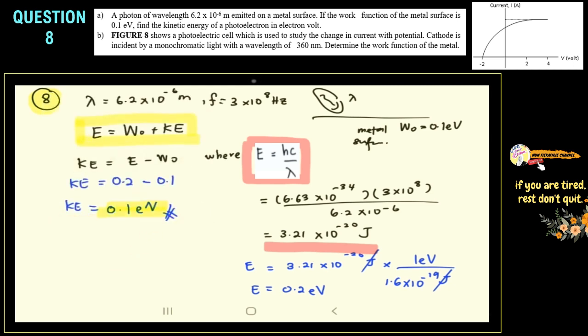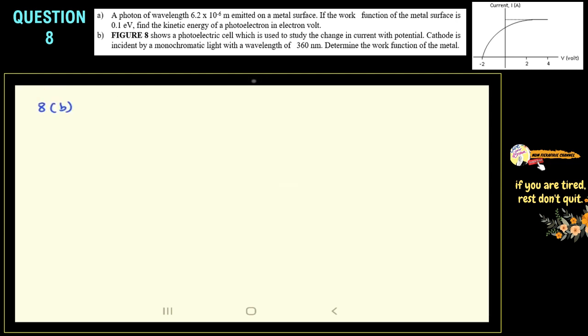Boleh? And then for B, okay, look at question B. Okay, and the question is based on the graph. So figure 8 shows a photoelectric cell which is used to study the change in current with potential. Cathode is incident by a monochromatic light with a wavelength of 360 nanometer. Okay, so this is about the monochromatic light that is incident on the cathode. Okay, determine the work function of the metal. So we want to find what is the work function of the metal. Okay, so from the graph, so let's write.